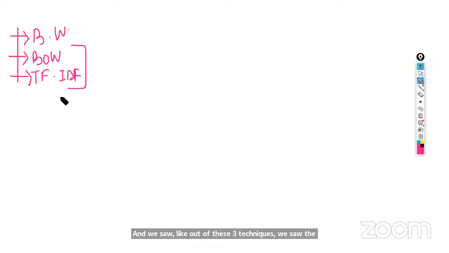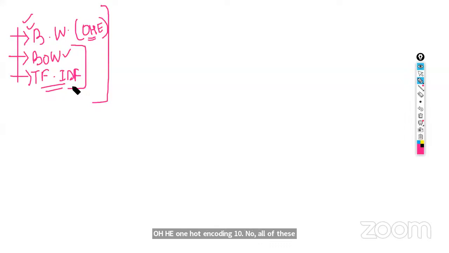So bag of word is also known as a count vectorizer. And then we have a TF-IDF vectorizer. Apart from that, we have another technique which is called binary weights. It is also known as a one-hot encoding technique, OHE. Now, all of these techniques are statistical techniques, which come under the machine learning part, right?